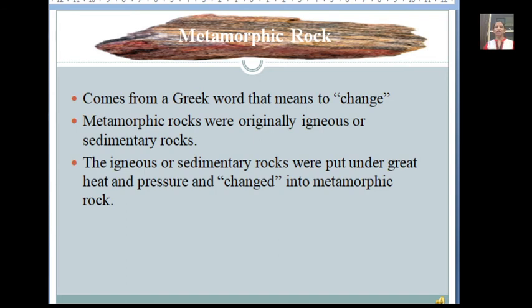And second is contact metamorphism. When magma affects the surrounding rocks, then contact metamorphism takes place. This type of metamorphism occurs in a limited area. There is a basic difference between regional and contact metamorphism. In regional metamorphism, the area is very large, whereas in contact metamorphism, the area is limited.